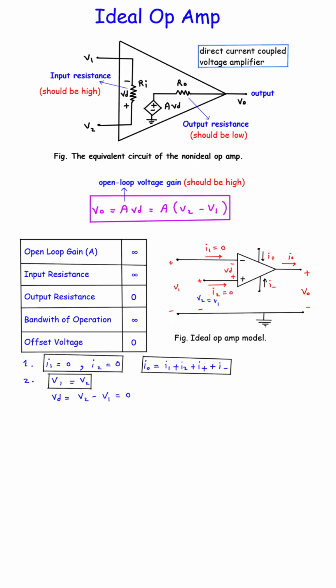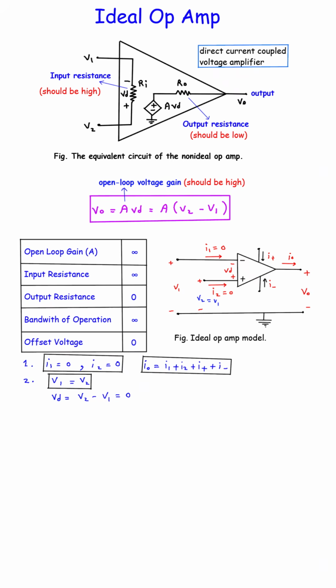But in practical circuits, we use negative feedback to control this gain and make the amplifier work in a stable way. Because of the high gain and negative feedback, the voltage at the inverting and non-inverting terminals becomes equal, meaning V1 equals V2, and the differential input voltage becomes zero.